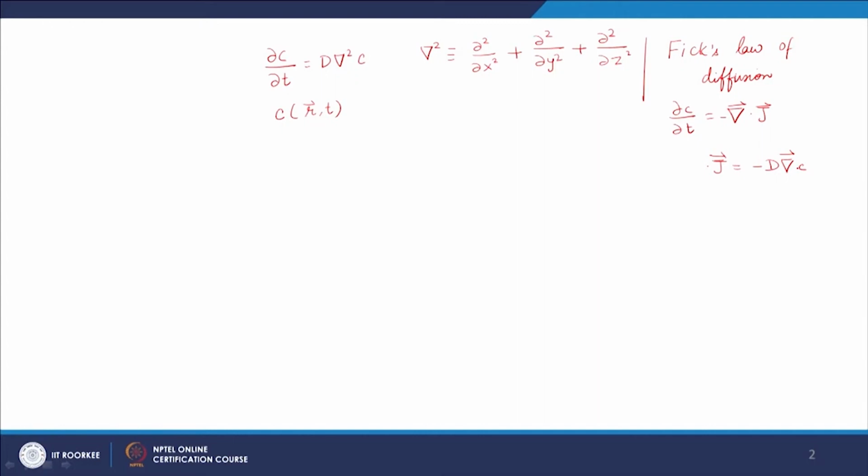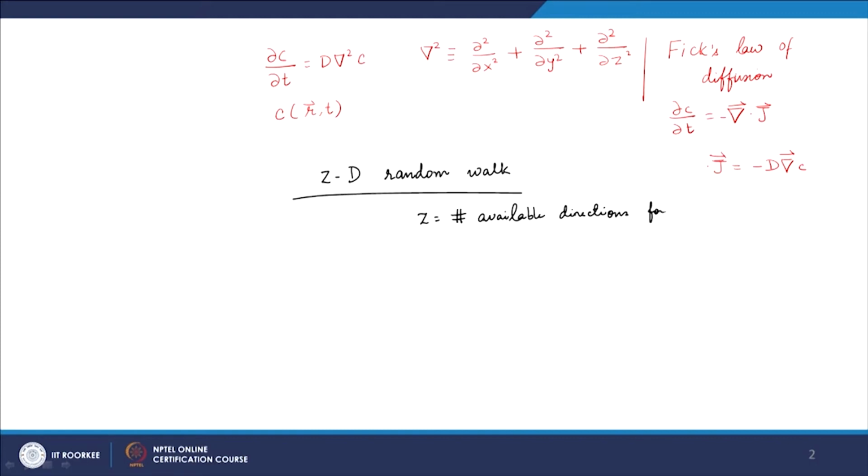So let us say I am looking at a z dimensional random walk. It's a bit of a misnomer. So when I say z dimension, it is not a physical dimension. What z means is the number of available directions for every segment. So let us say, for example, for the two dimensional walk that we have discussed, z is equal to 4 because we can move left, right, up and down and so on.